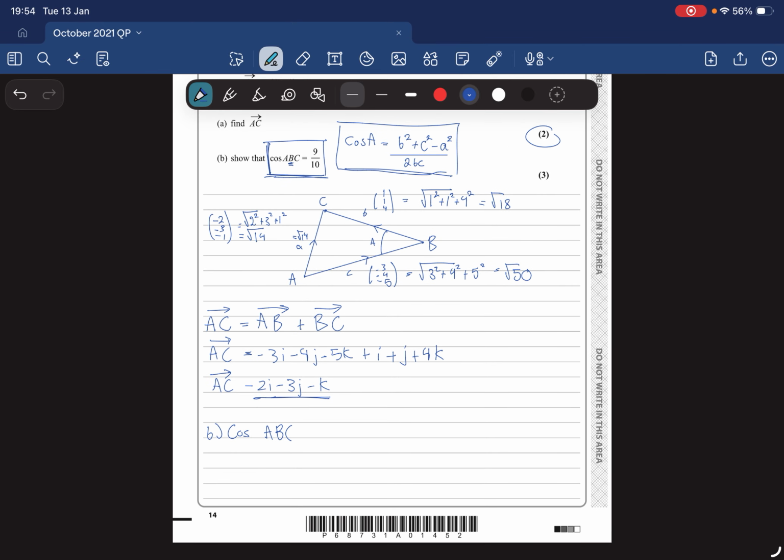So then cosine A would be b squared, which is 18, plus c squared, which is 50, minus a squared. The root is removed because they are squared. Now we are working on the bottom: 2 times root b squared, 18, times c squared, root 50.